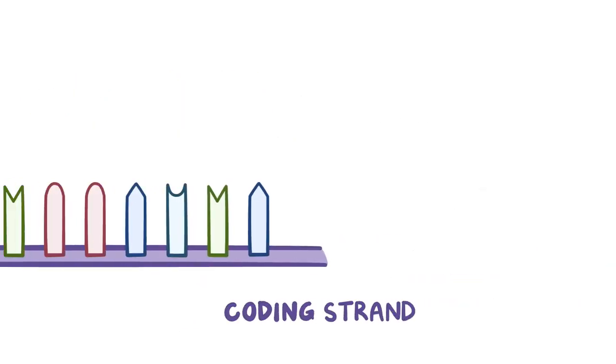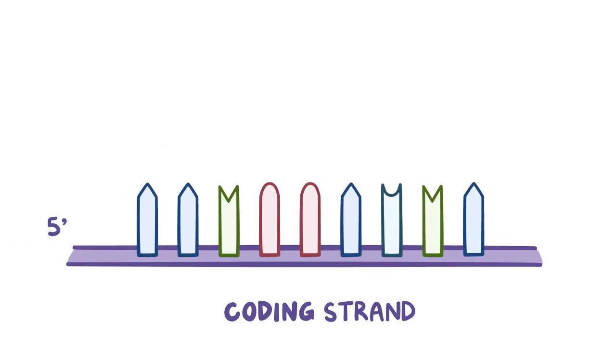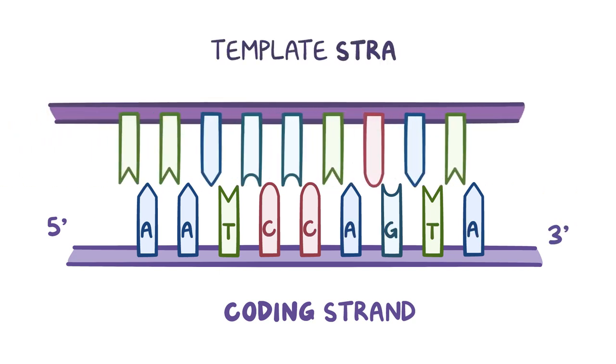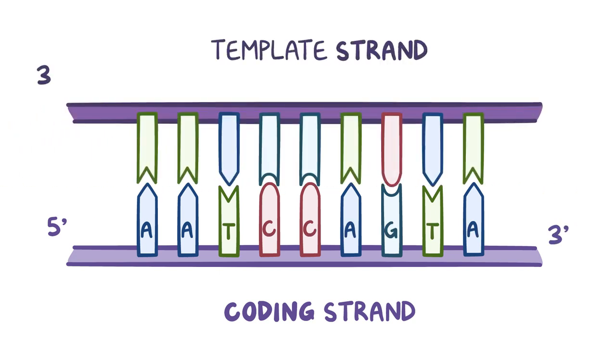So if the coding strand looks like this, 5' end, AATCCAGTA, 3' end, the template strand would look like this: 3' end, TTAGGTCAT, 5' end.